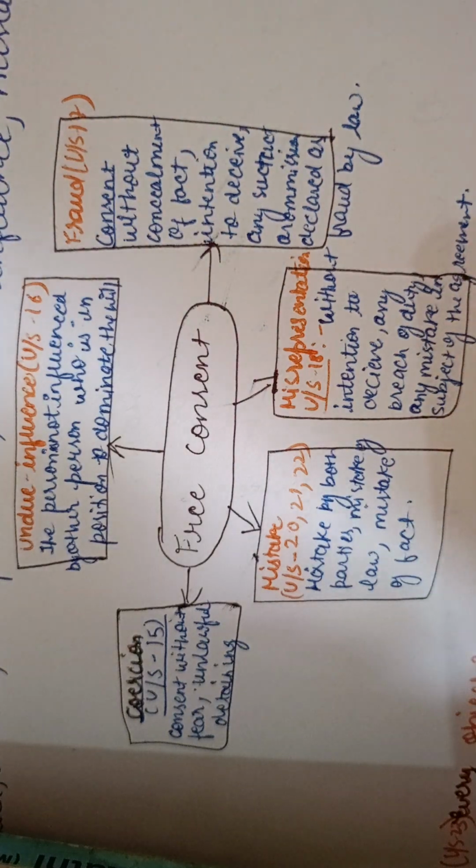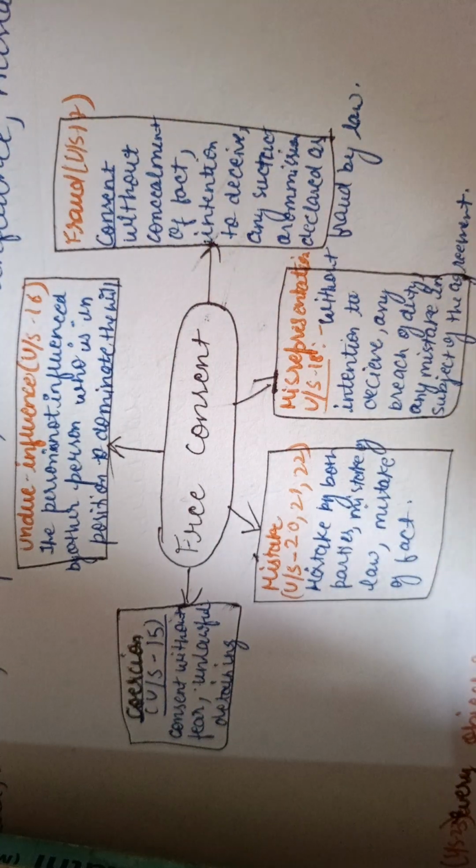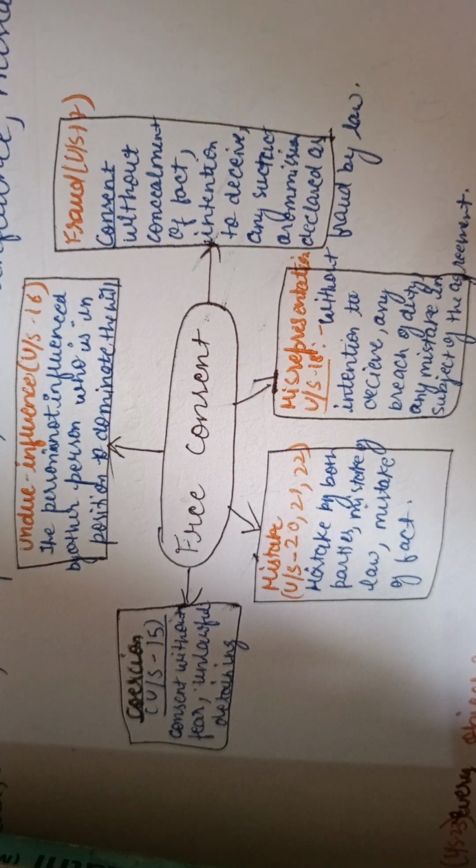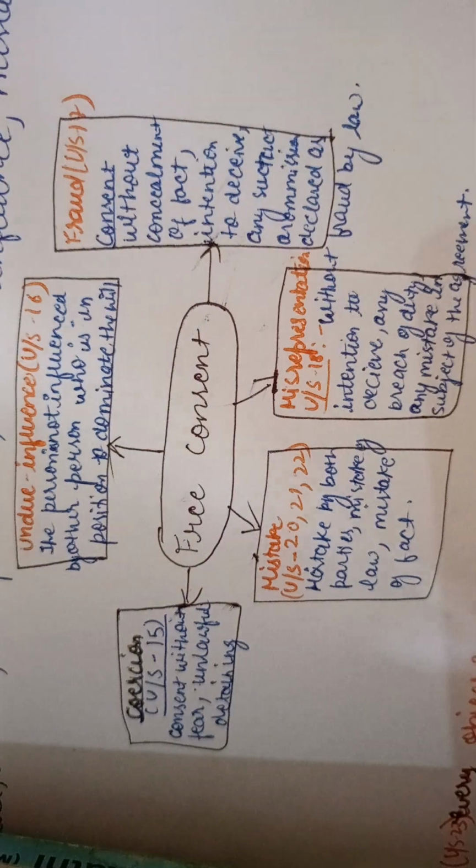Let's see what is coercion. Coercion is defined under Section 15. Coercion is the committing or threatening to commit an act forbidden by the Indian Penal Code 1860, or the unlawful detaining or threatening to detain any property. The well-known case for this coercion is the Ammiraju case.